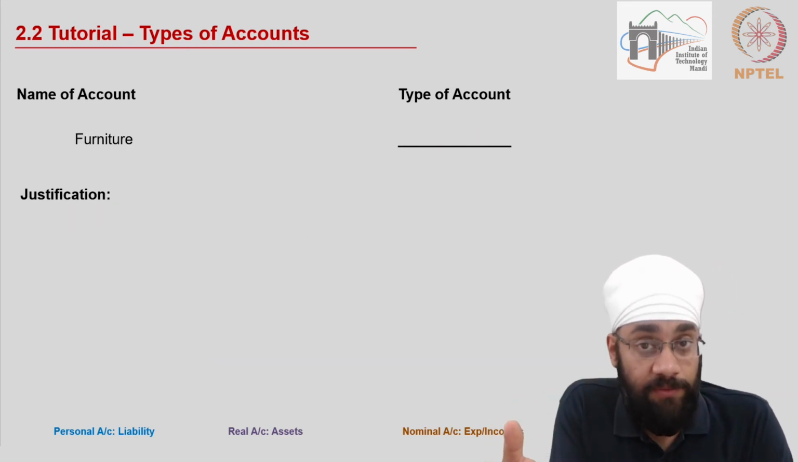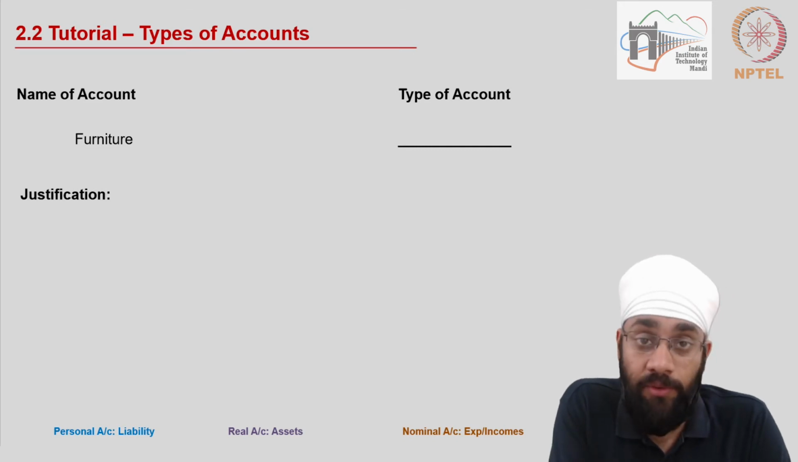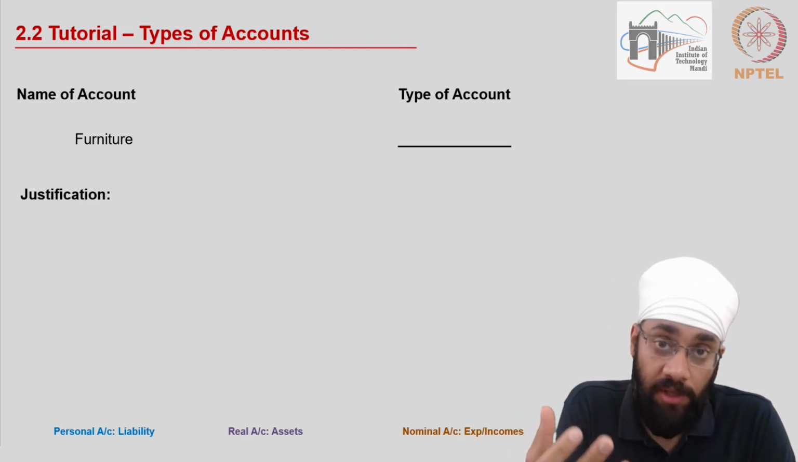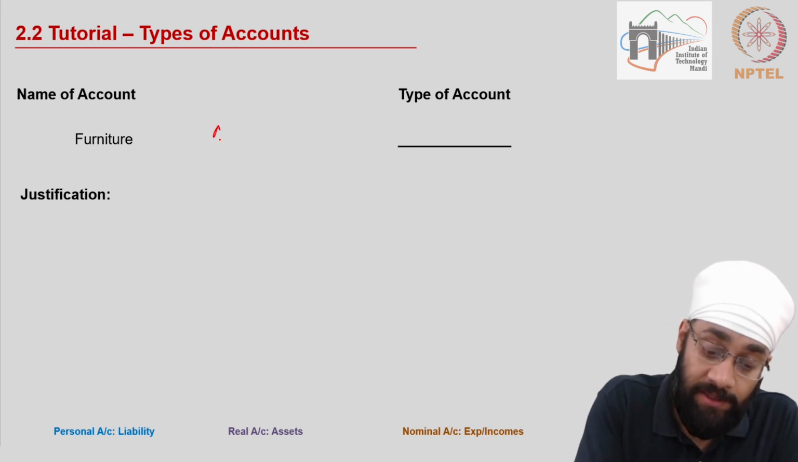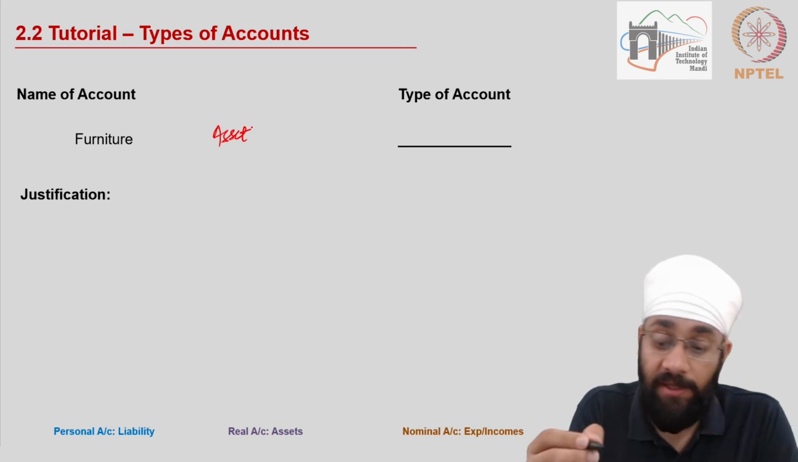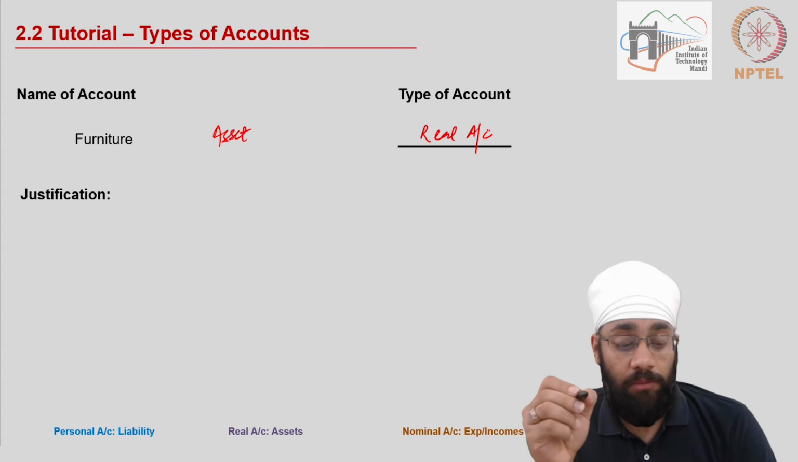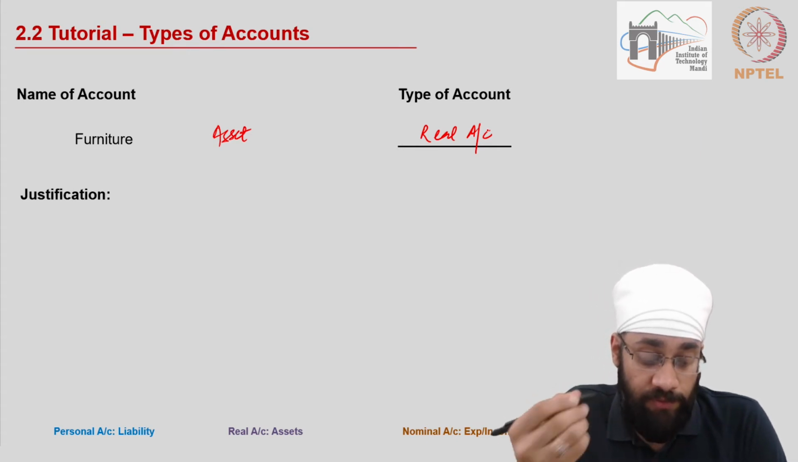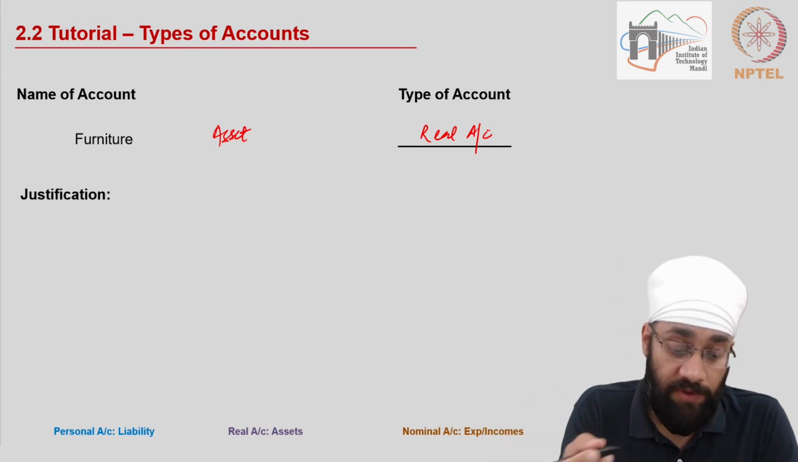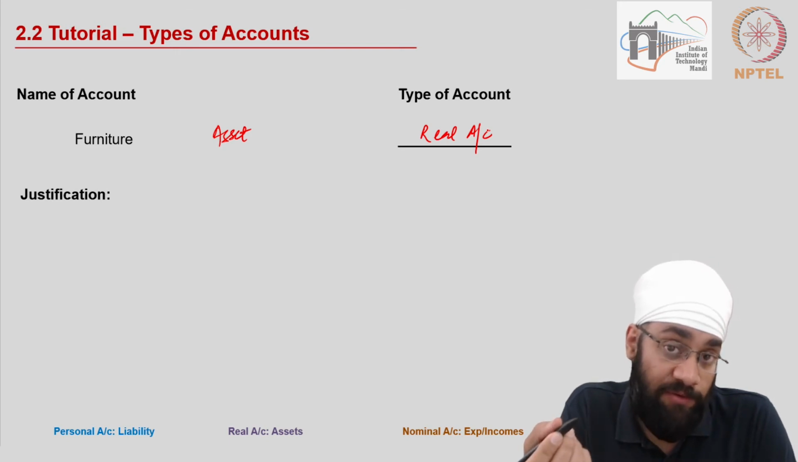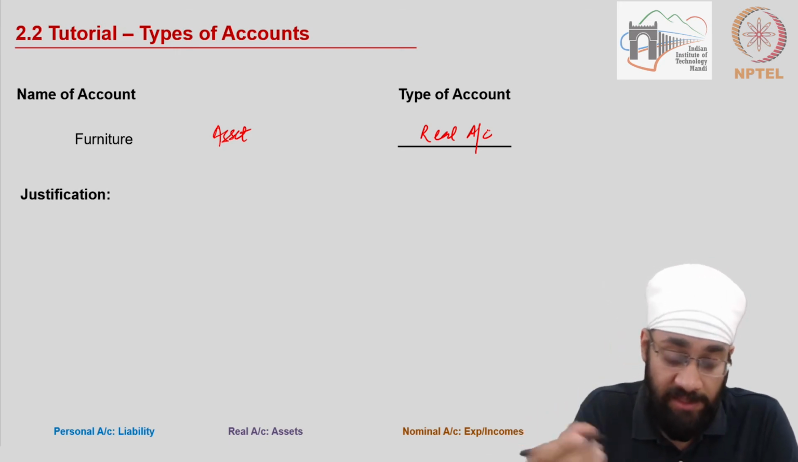Next up is furniture. Furniture, again, similar to motor van, has a longer life. It is going to help you build capacity, generate capacity for revenue generation for the long run. It is an asset, and it is going to be categorized into a real account. Now let me do one sort of thought experiment, or one variation of it. Till now we have thought of furniture as an asset.